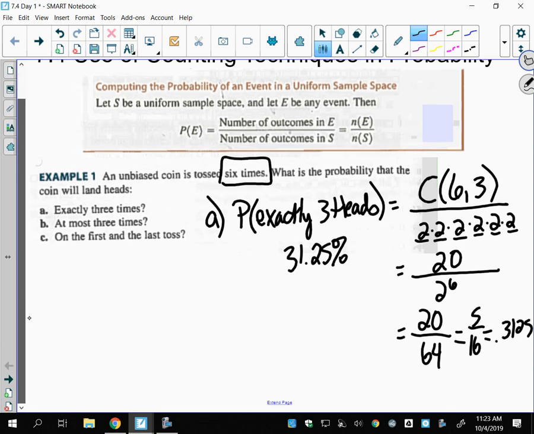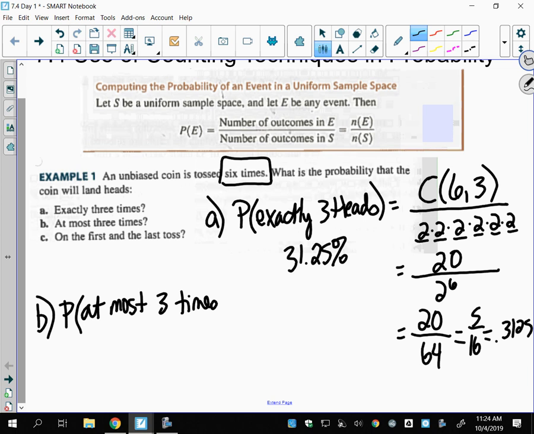So I'm going to do B on this one, and then I put the same problem on the next page. If you're already out of room and you want to use B and C on the next page, that's okay too. But I'm going to do this one. At most 3 heads, right? At most, we get heads 3 times.